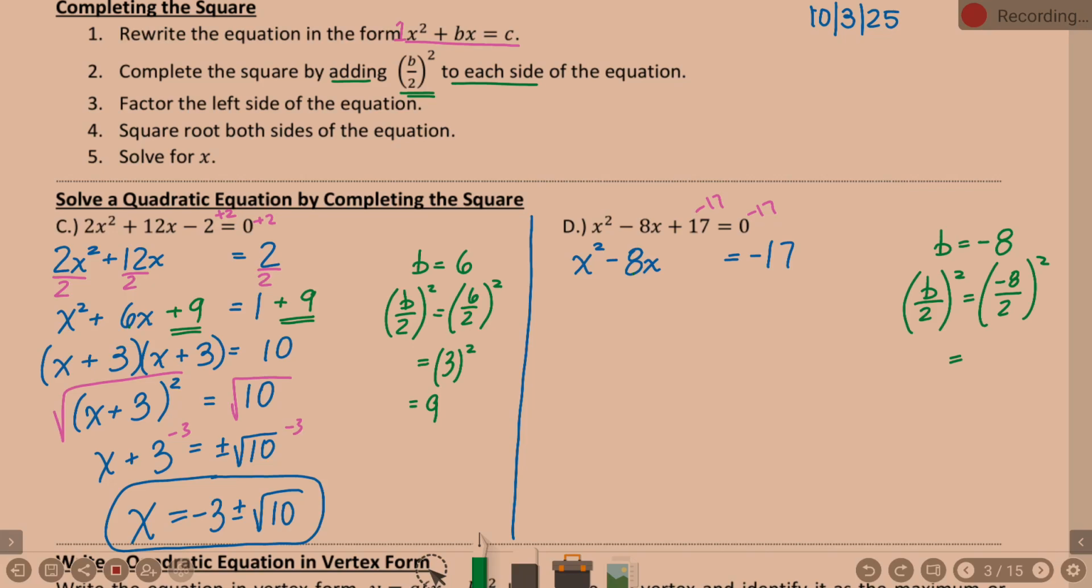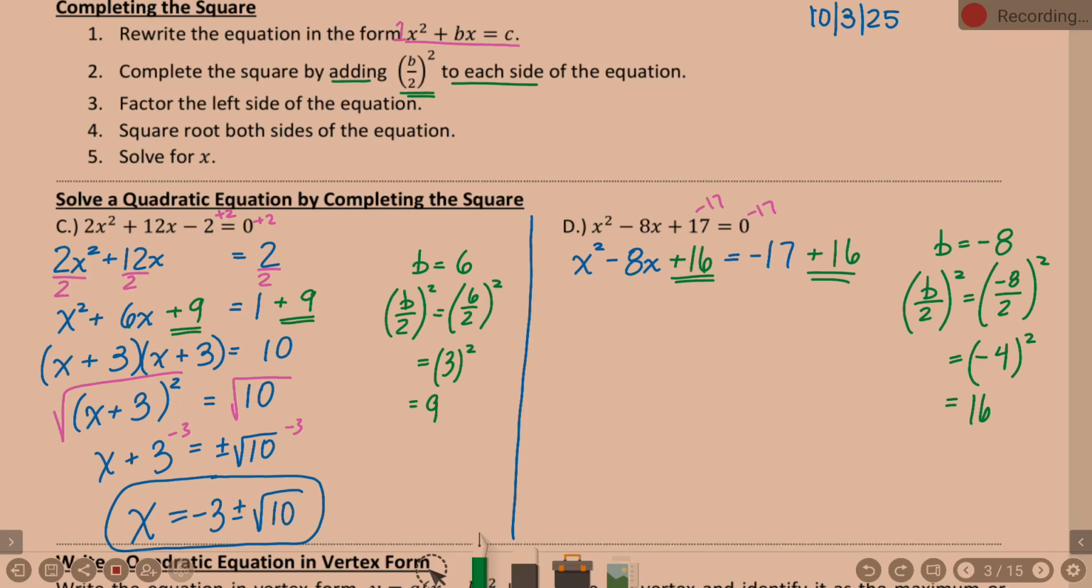Negative 8 divided by 2 is negative 4. Negative 4 squared is 16. Okay, what do I do with that 16? I'm going to add it to both sides, so I'm going to add it in my gap. And I'm going to add it on the right. Thus, the reason for me putting a gap there, that way I don't have to rewrite the equation again. Okay, that was step 2.